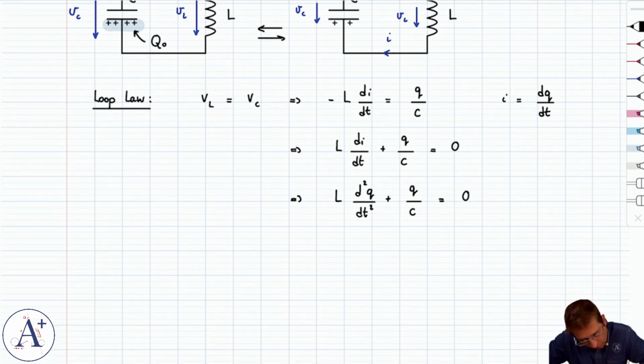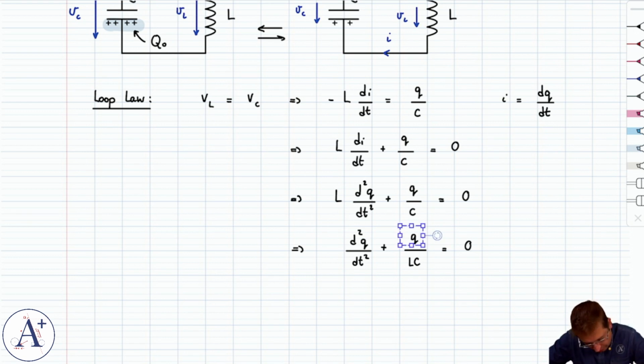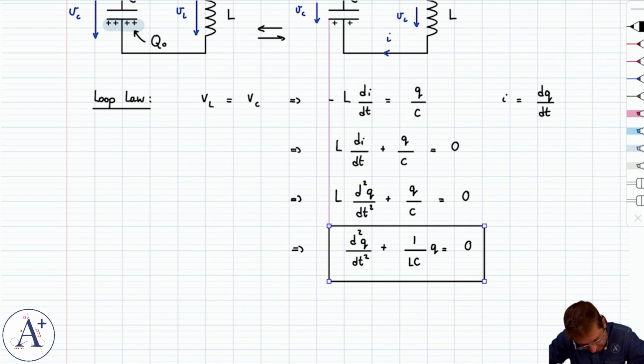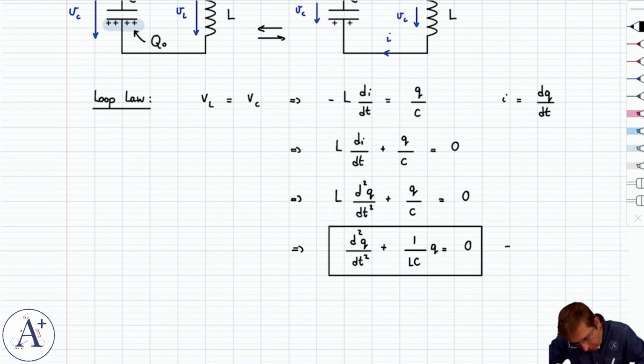We need to put it in standard form, which we do by dividing by L, so that we clear whatever's in front of the highest order derivative here. And so we get d2q over dt squared plus q over LC is equal to zero. Actually, let me even do it this way. Let's write 1 over LC times q. This, of course, is the same thing, but it makes it easier to compare to the standard form. So let's box this, because this is the differential equation that governs this circuit. This is the harmonic oscillator equation, by the way.